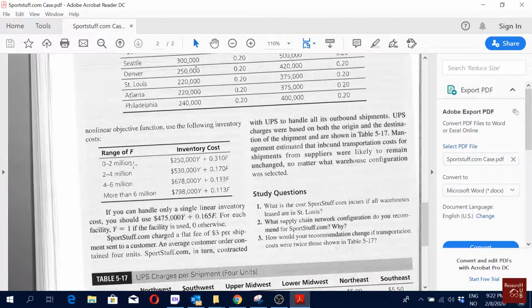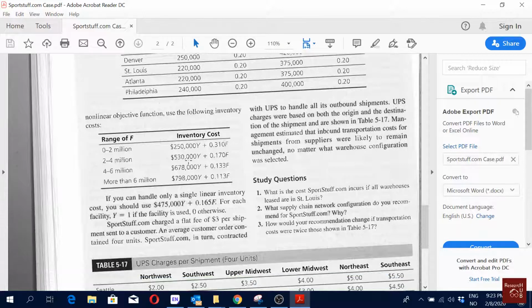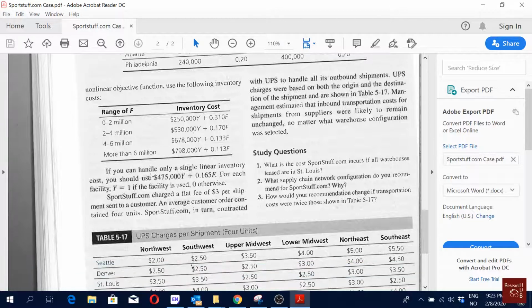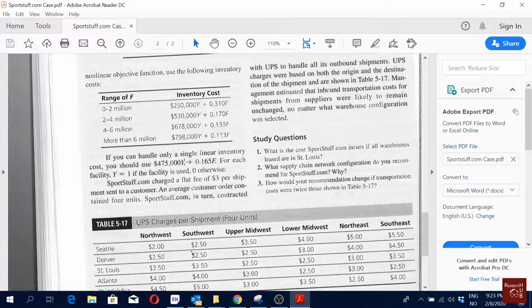So for those who cannot handle a nonlinear function for inventory cost, they recommend using this function. Also, this function changes based on the number of units handled. So they recommend that if it is too complex for your solver to handle different thresholds for inventory cost, then simply use this equation. What it means is that if your warehouse is open, then you will have this cost as inventory cost, plus for every unit you hold in the warehouse, it will be 0.165 times the number of units.